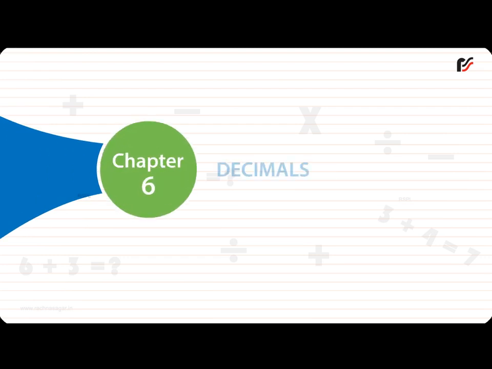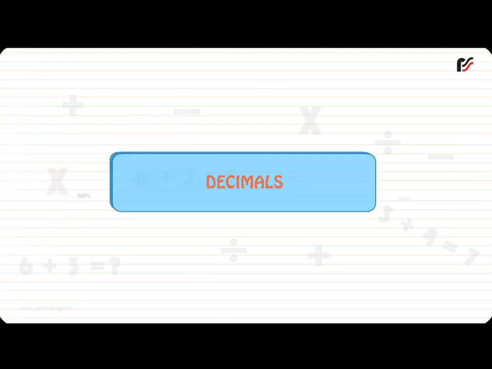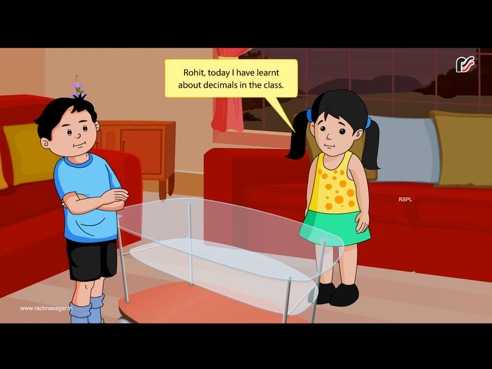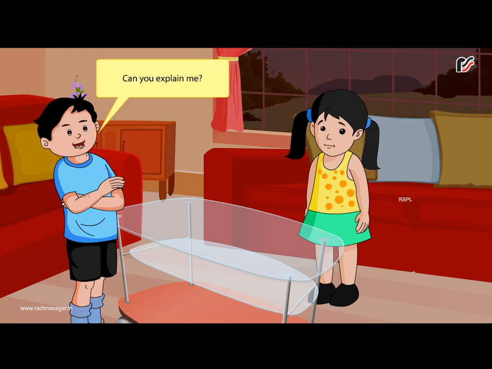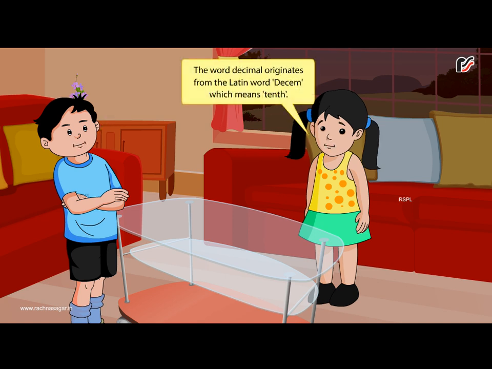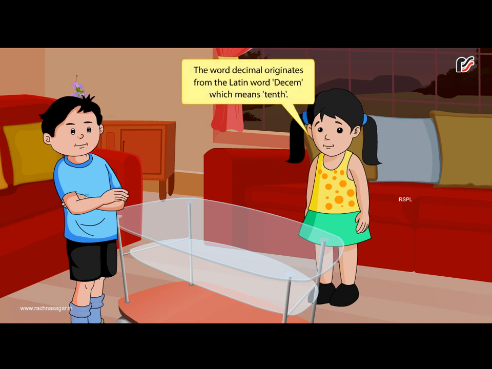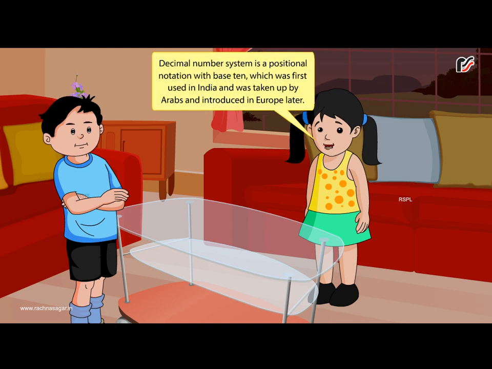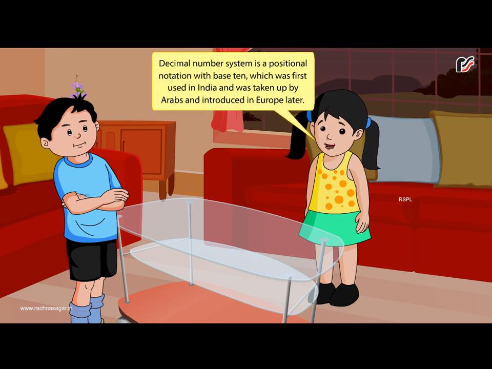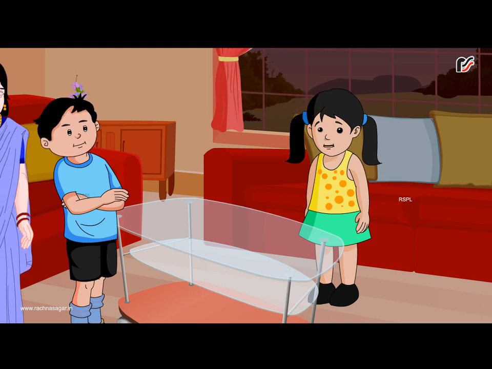Chapter 6: Decimals. Rohit, today I have learnt about decimals in the class. Can you explain to me? The word decimal originates from the Latin word decim, which means tenth. The decimal number system is a positional notation with base 10, which was first used in India and was taken up by Arabs and introduced in Europe later.